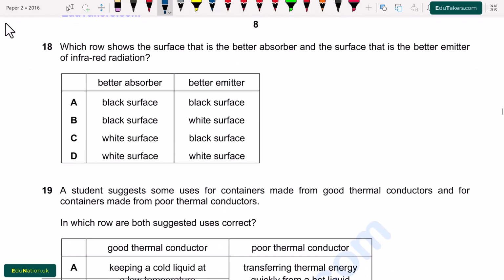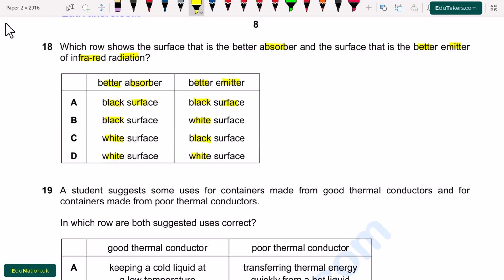Question number 18. Which row shows the surface that is better absorber and the surface that is better emitter of infrared radiation? Better absorber, better emitter. Option A, black surface, black surface. B, black surface, white surface. C, white surface, black surface. D, white surface, white surface.